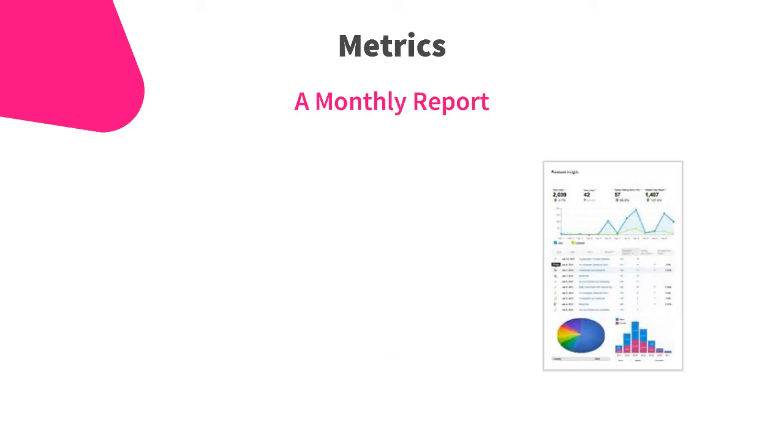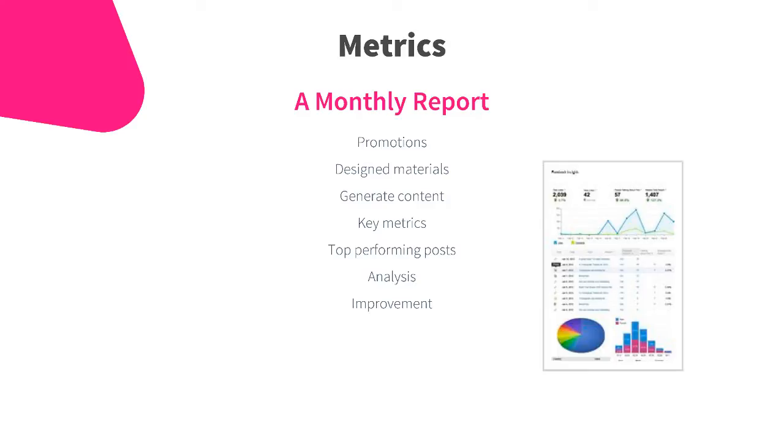So having thought about what are the core metrics you're going to measure, you then want to put that into ideally a monthly report. So in that report, you'll outline what you've done in terms of promotions, what designed materials you created, what content you generated, what are your key metrics, so those stats that we just looked at. What are your top performing posts? What analysis have you made from that? And therefore, what are the improvements you're going to make next month?